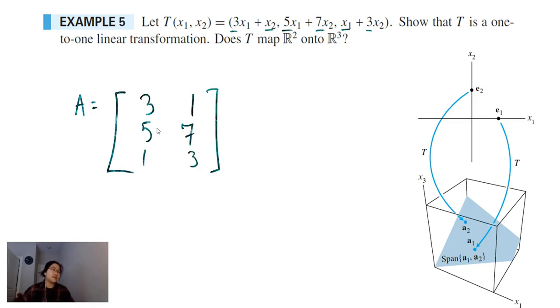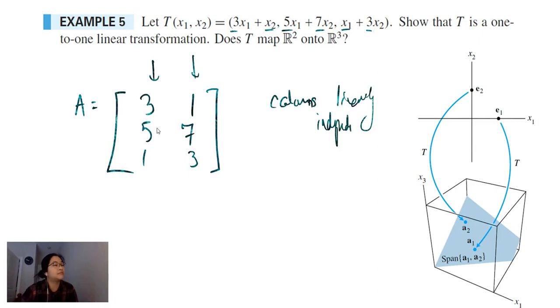So looking at that, we have 1 to 1 because our columns are linearly independent, right? Our columns are linearly independent because they're going in different directions. So, yes, it's 1 to 1.